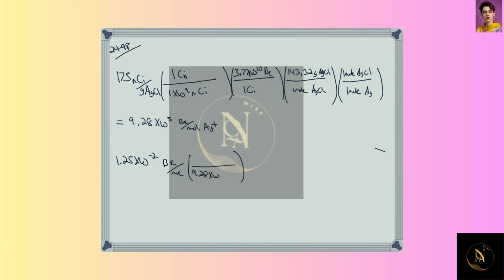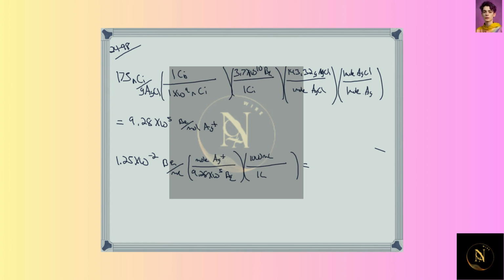So if I take what I calculated up here as becquerels per mole of silver ions, and then allow my becquerel units to cancel by putting in the numerator moles of silver ions and in the denominator becquerels, then I will end up with units of moles of silver per milliliter of solution. So I'm almost there. Then I'll go from milliliters of solution to liters of solution, and this will tell me the molarity of silver ion in solution.